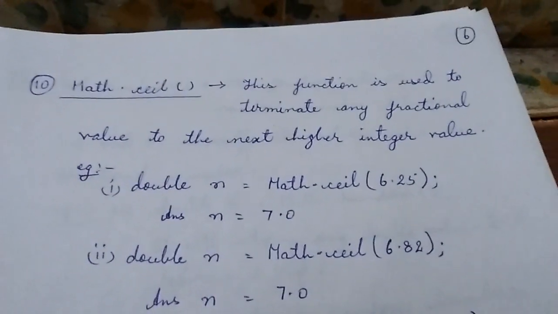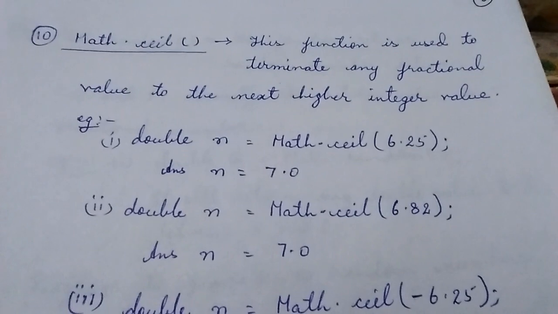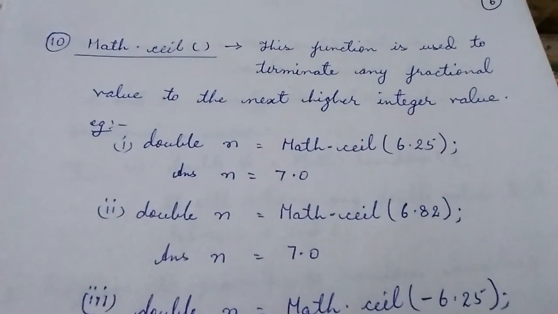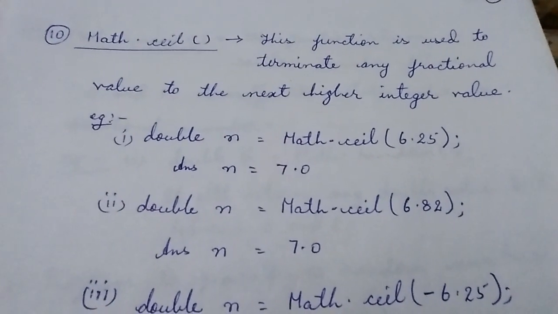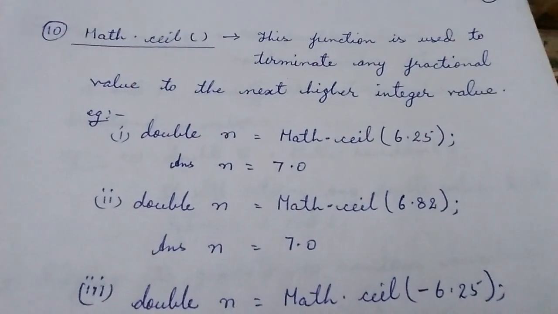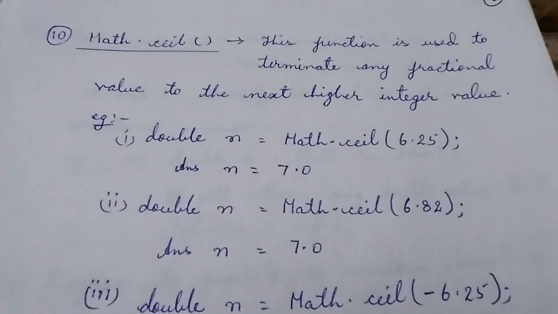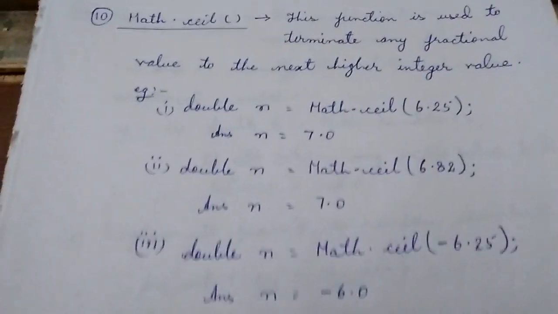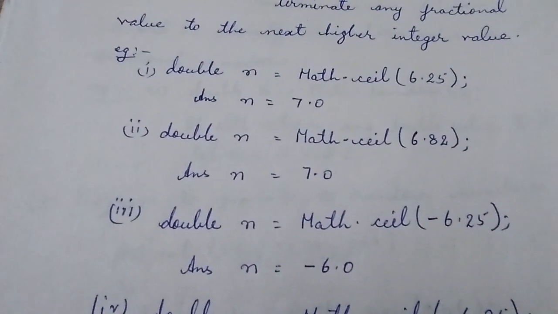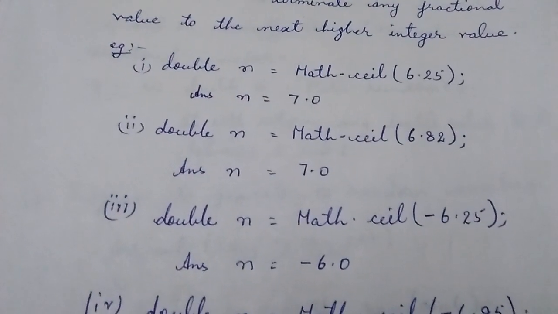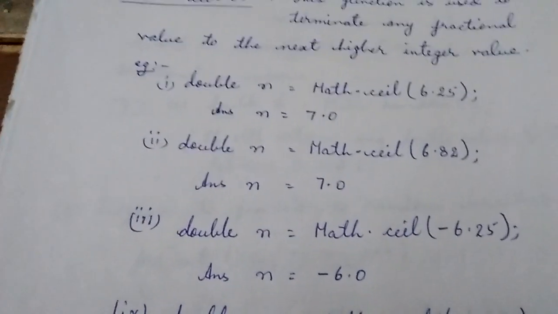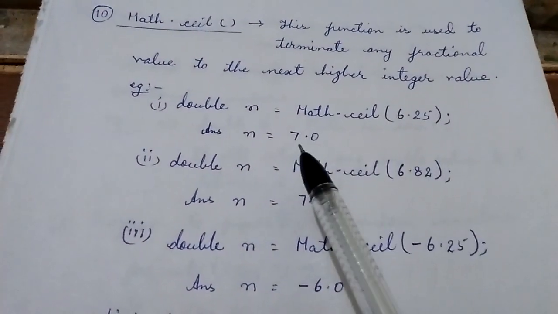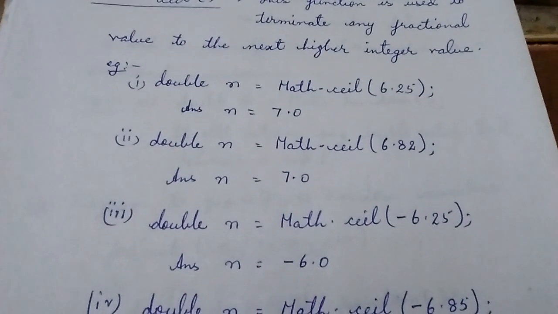Now ceil is up. This function is used to round any fractional value to the next highest integer value. Even if you are 5.1, it will convert to 6, and if you are 5.9, then also it will convert to 6. Let us see one example. double n = Math.ceil(6.25). Since it is 0.25, it will convert to 7.0.